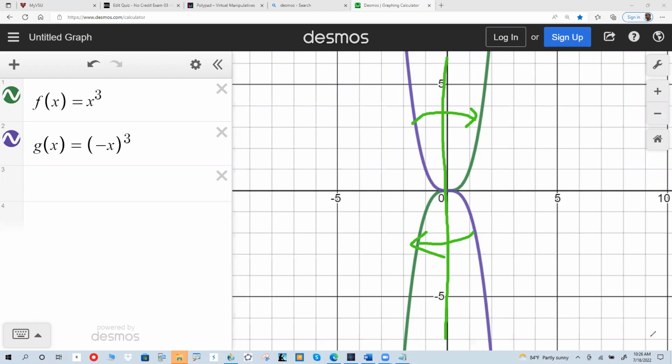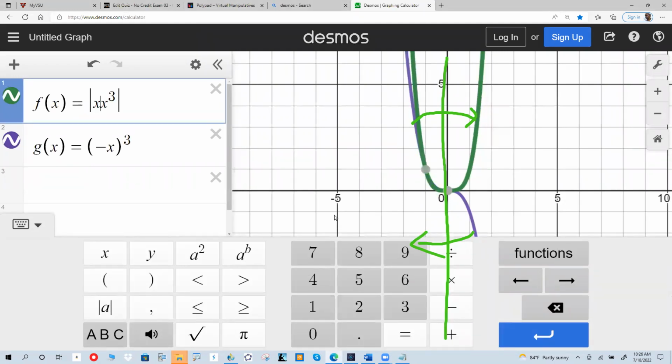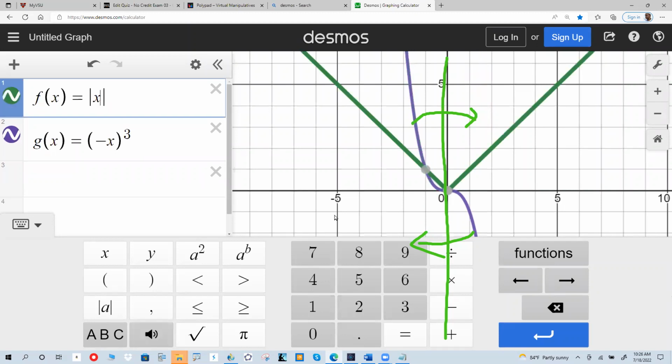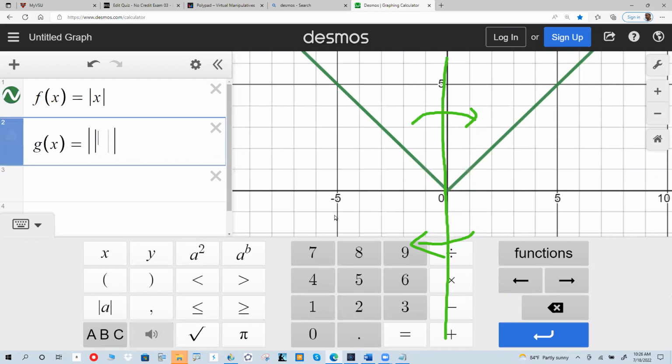So let me show you a little tricky one, okay? The tricky one goes as follows. Let's take the absolute value function, the V-shaped function, nothing too fancy, right? What happens, guys, if I take the absolute value function and instead of x, I write negative x.